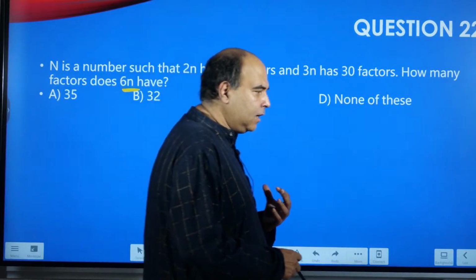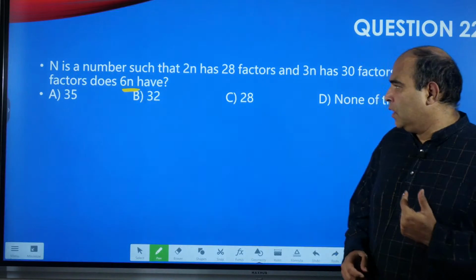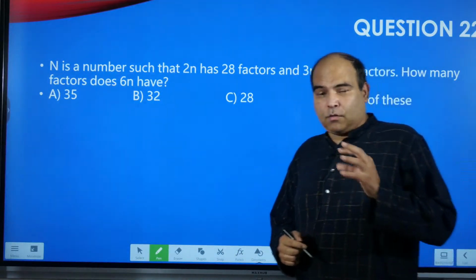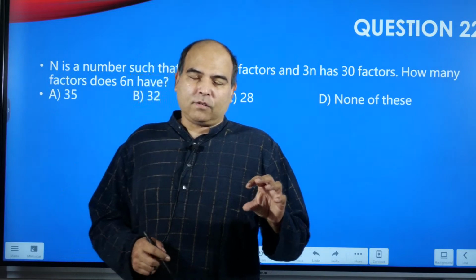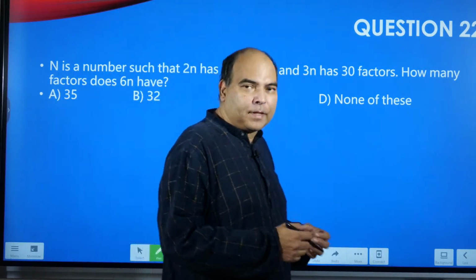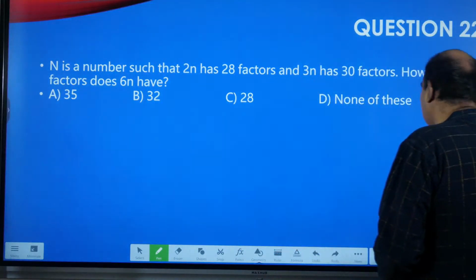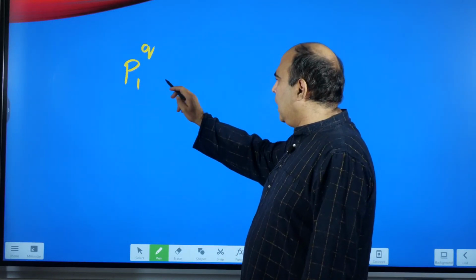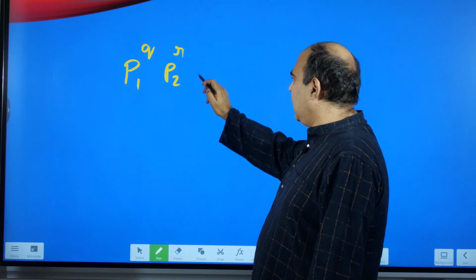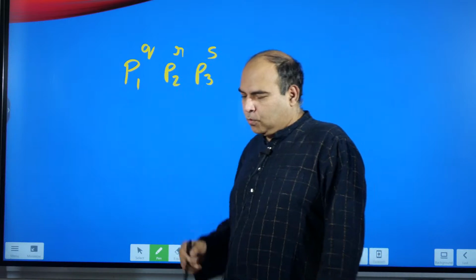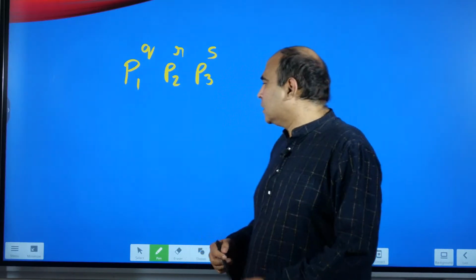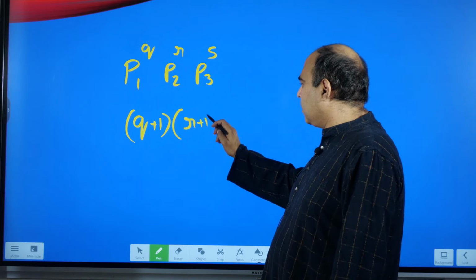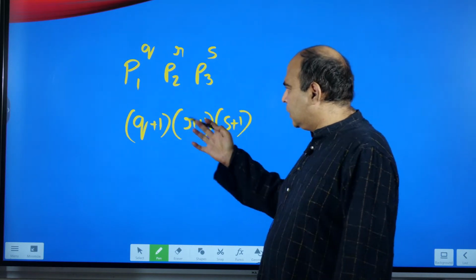So what you need to understand is that since this is talking about number of factors, the number of factors always depends on one thing: what are the prime factors of the number, and the powers of those prime factors. So we know this logic that if you have a number of the form p1 raised to q and p2 raised to r and p3 raised to s, where p1, p2, p3 are prime numbers, in that case the number of factors of this number will be q plus 1 into r plus 1 into s plus 1. So this is what it is all about.